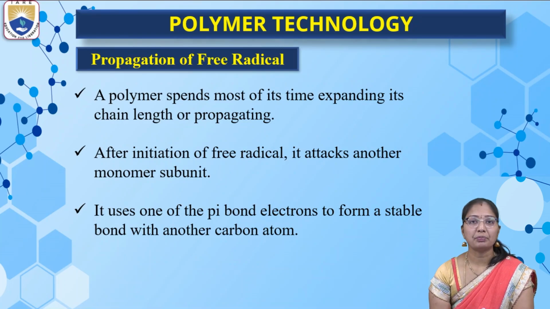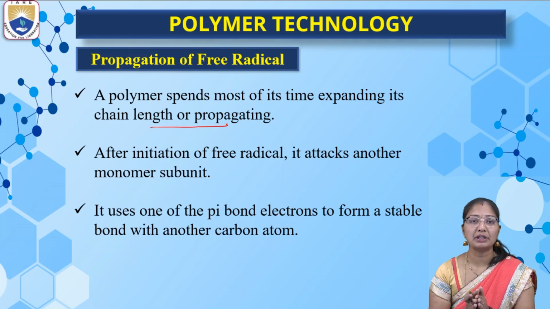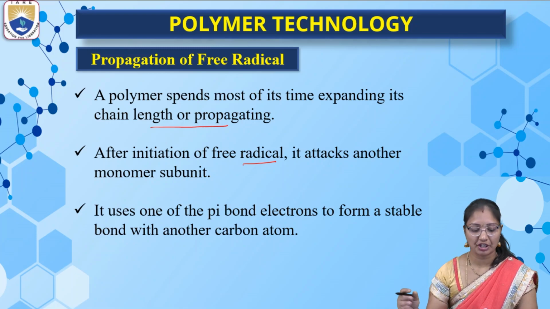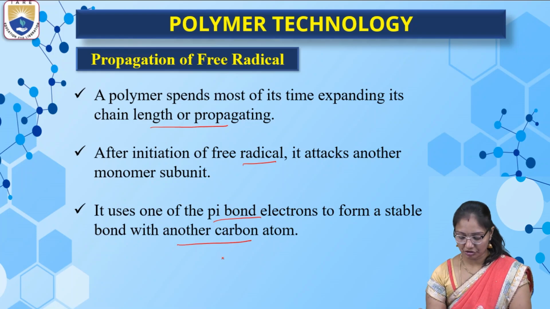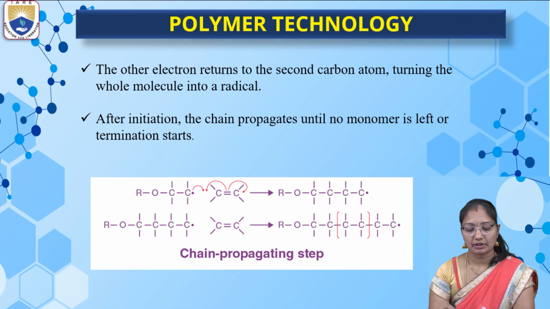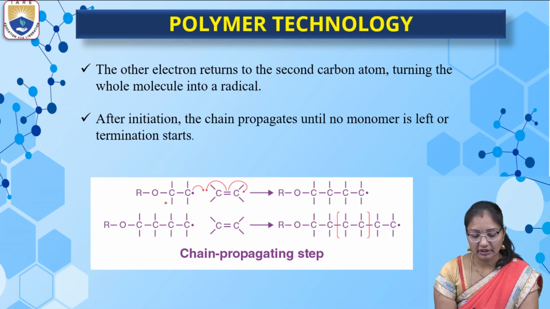So the polymer spends most of its time expanding its chain length, or propagating. Propagating is nothing but the extension of its monomer units. After initiation, the free radical attacks another monomer subunit, and that subunit again goes and reacts with another monomer unit. It forms a chain. It uses the pi bond electrons to form a stable bond with another carbon atom in the backbone polymer chain. The other electron returns to the second carbon atom, turning the molecule into a radical. So in the first step we got this radical.